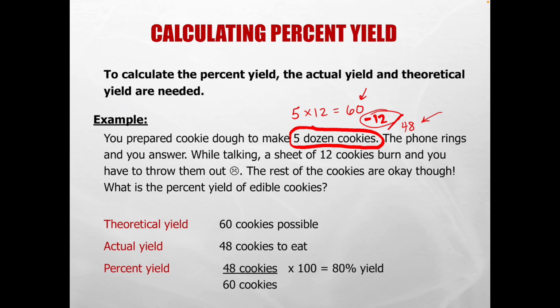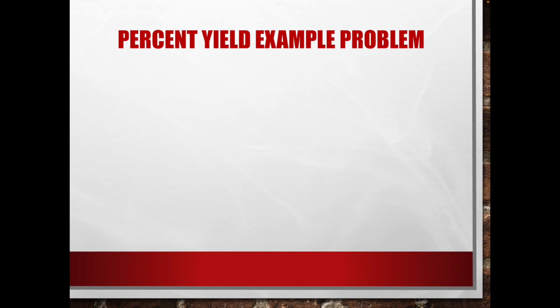So our percent yield would be our 48 cookies, right? Our actual yield divided by our 60 cookies, our theoretical yield, and then multiplied by 100. So we got an 80% yield. Overall, if we were in lab, 80% yield, not bad. In terms of cookies, I would be super bummed if we lost 12 cookies.